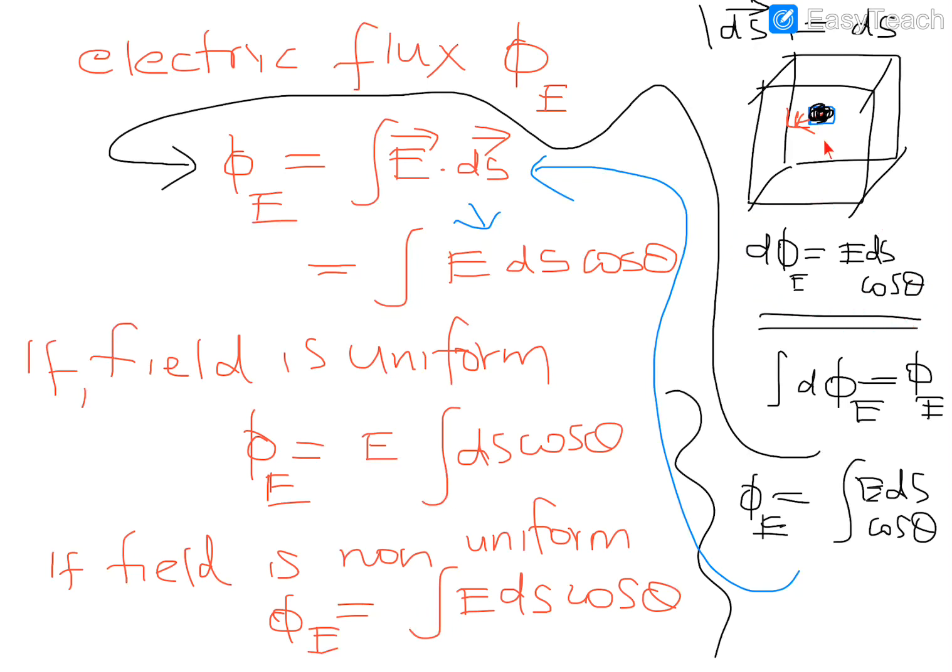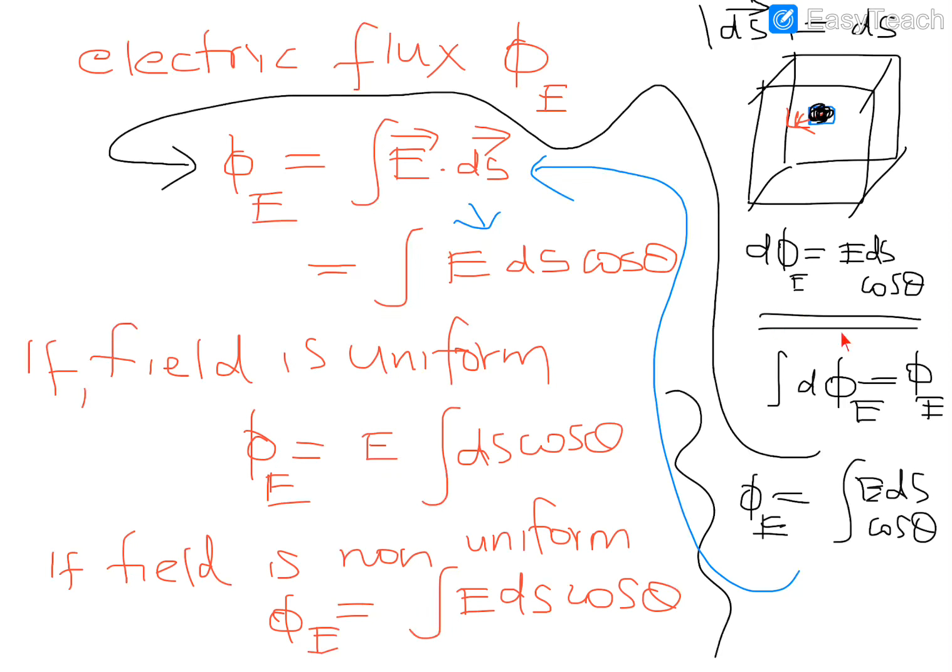Like that, for each region you consider, you will get a d phi e, a small electric flux. Then if you add all those small electric fluxes, you can get the total electric flux. Even though it is a non-uniform field, in that small region the field will be almost uniform. So you can use E ds cos theta. Like that, find it for all those small regions.